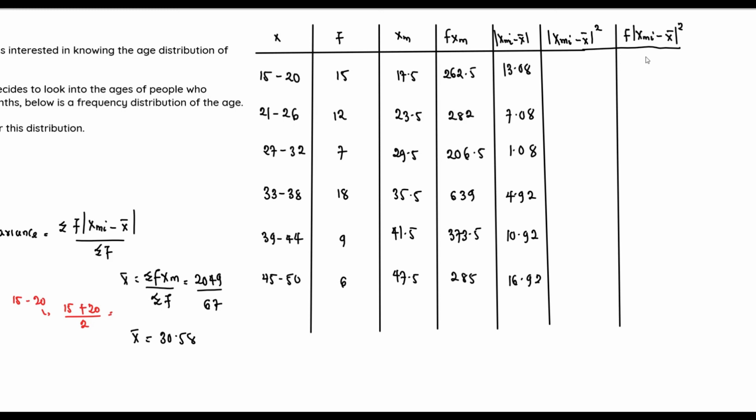So the next step is for us to square the modulus of deviation. We start with 13.08 squared, and that gives us 171.0864. Then 7.08 squared, and that is 50.1264. And we'll do the same for the rest.